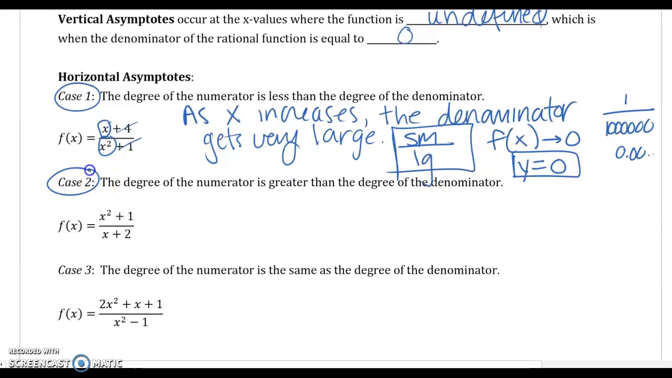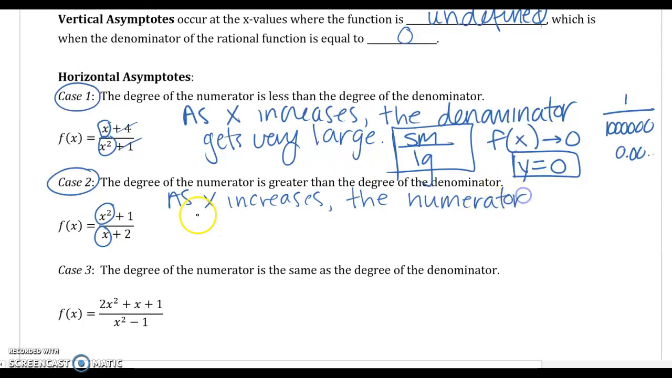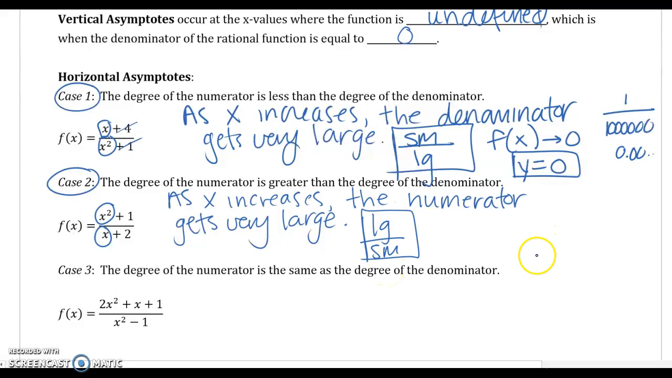Our second case is when the degree of the numerator, in this case 2, is larger than the degree of the denominator, in this case 1. So as x increases this time, the numerator gets very large. You end up with a large number over a smaller number. Whenever the top gets larger, it's going to go towards infinity. It'll just get bigger and bigger. It won't stop anywhere. So f of x goes to infinity. There is no horizontal asymptote because it won't get stopped by any line.